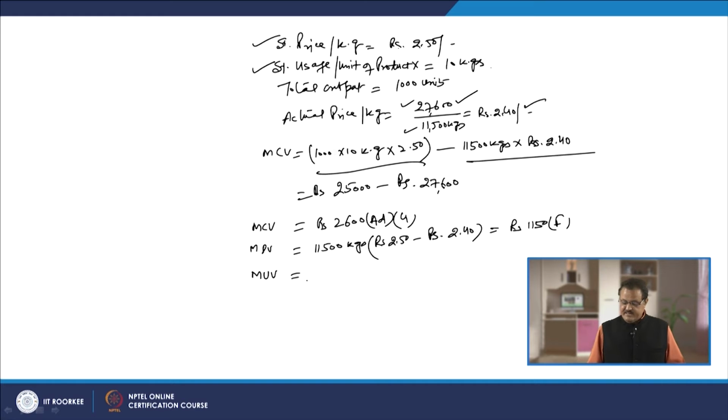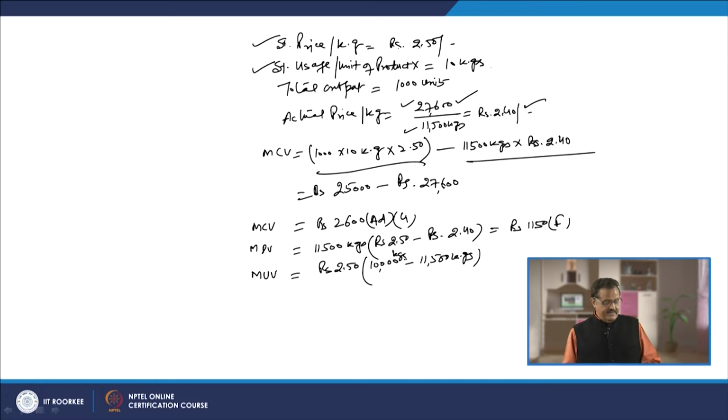For calculating this material usage variance, what was the formula? If you look at the formula given to us, it is standard price per unit, rupees 2.5, into standard quantity 10,000 minus actual quantity 11,500 kgs. Now, this usage variance will be negative. We have used 1500 extra units, and multiplying those 1500 extra units by 2.5 works out as rupees 3750. This is the unfavorable or adverse variance.